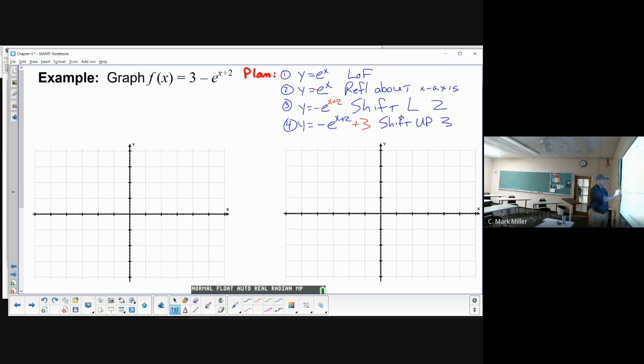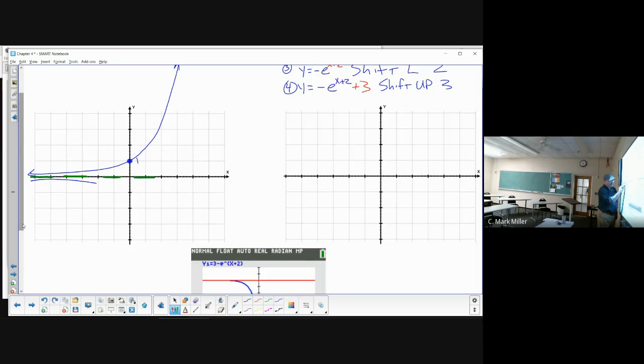You start with y equals e to the x. And let's do our, okay. And this point here is 1. Then we reflect about the x-axis. That makes it go, and this right here is negative 1. Still the same horizontal asymptote, because it's the x-axis. This is graph number 1. Always number your graphs. Graph number 1, graph number 2.